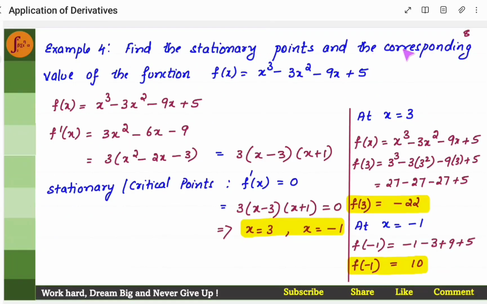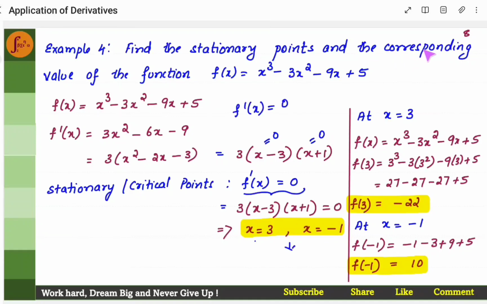This is another example. Find the stationary points and the corresponding value of the function. Again, find the derivative. You get this one. From this, you always equate x minus 3 equal to 0, x plus 1 equal to 0. So you will get x is equal to 3, x is equal to minus 1. We'll have to always put the derivative as equal to 0.